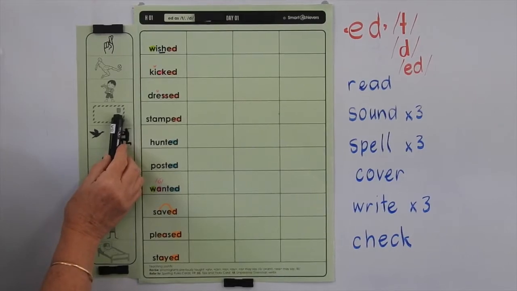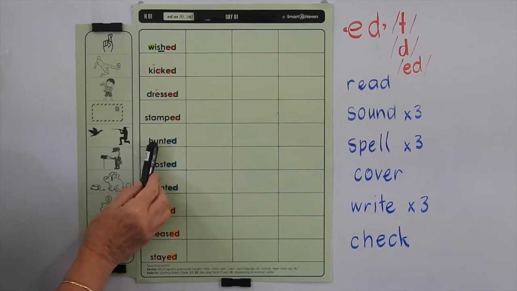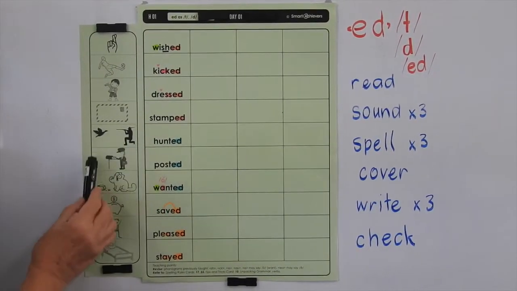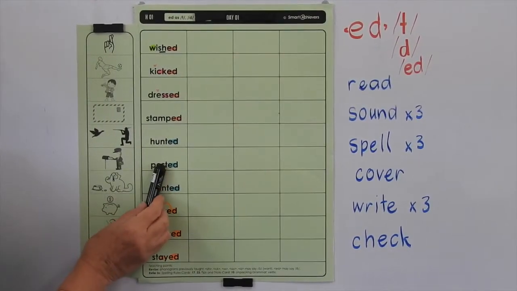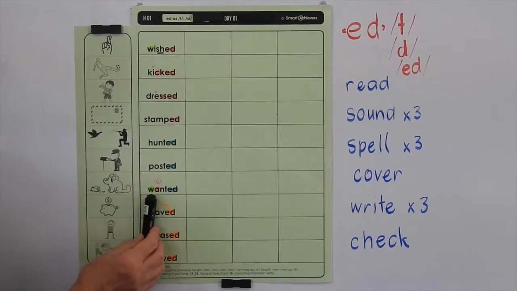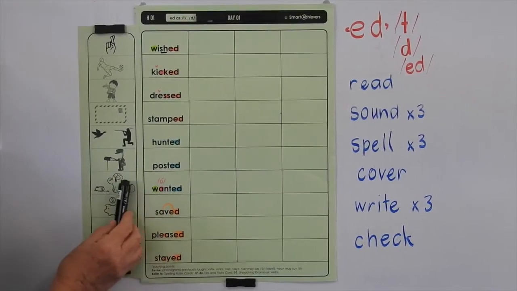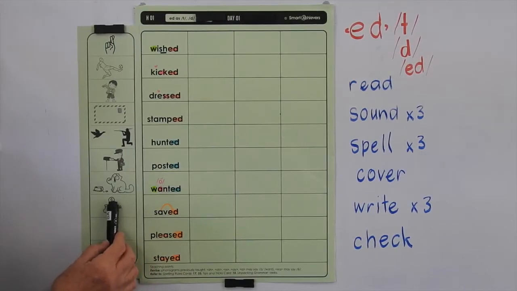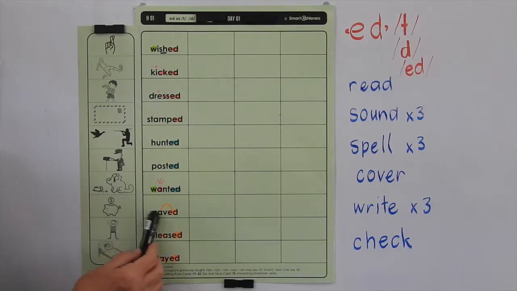Stamped, you might have put a stamp on a letter, so you've stamped the letter, or you might have stamped your feet. Hunted is when we go off hunting for something to eat. Posted a letter, or you've posted a picture on Facebook or something like that. Wanted is something you want, not need. It's something that you might think you deserve. Saved, quite often we save our money for a rainy day. We save, or we're saving up for something special that we want.